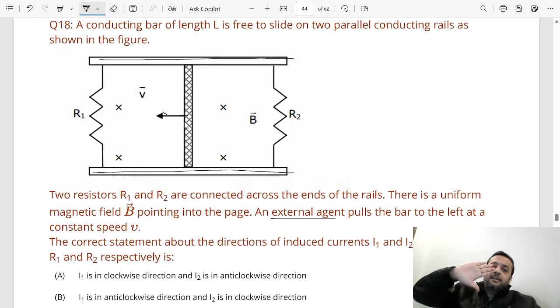So if you do the cross product, velocity is pointing towards left and magnetic field is inside, so V cross B is pointing down. That means the higher polarity will be down. So this type of potential difference will be developed, and its value will be B v times the length of this rod.